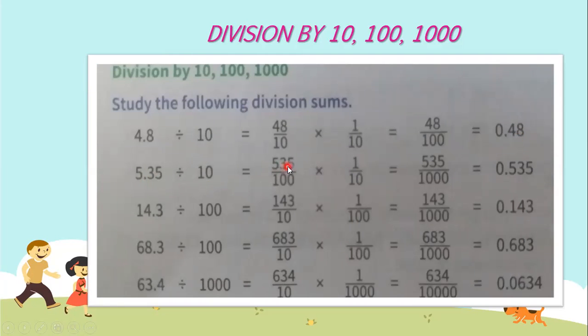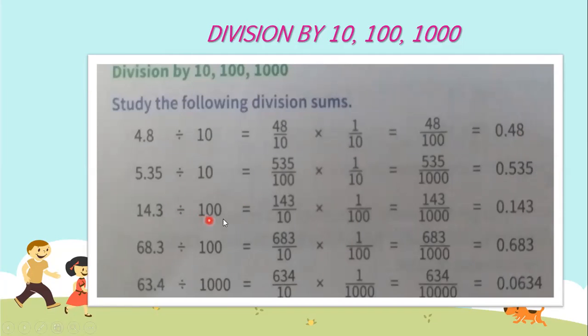Next, 5.35 divided by 10. Remove the point, 535, and after the decimal places here 2 are there, so we have to write 100. And 10 means 1 by 10, because when you do division, the multiplication becomes the reciprocal, 1 by 10. So 535 by 100 into 10, you will get 1000. So 535 by 1000. So 1000 means 3 places to the right side, 1, 2, 3, before 5. So that means 0.535 is the answer.